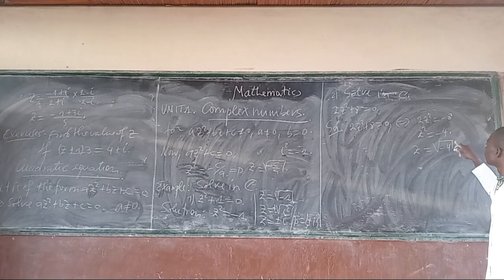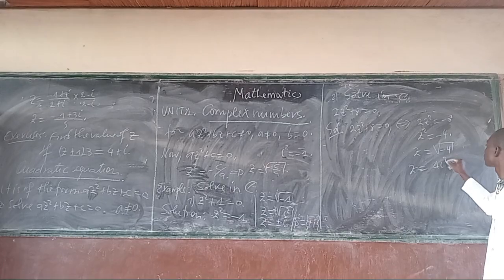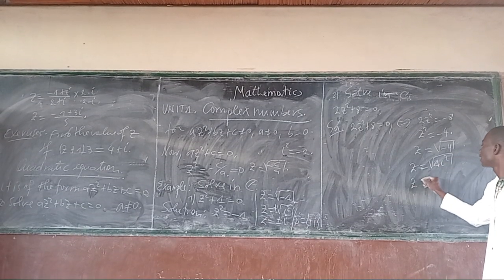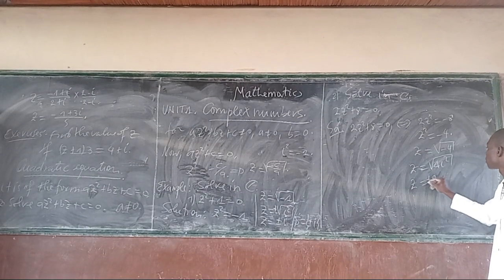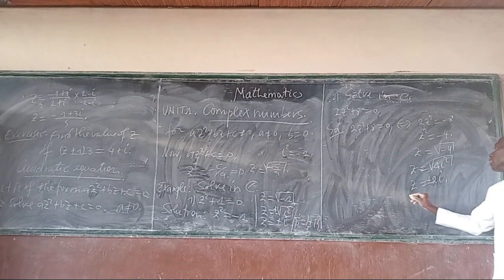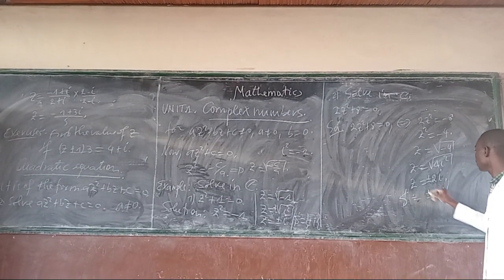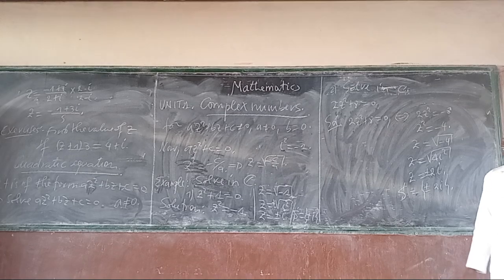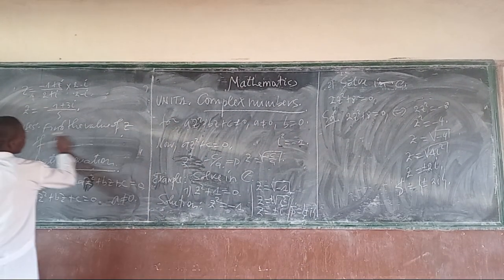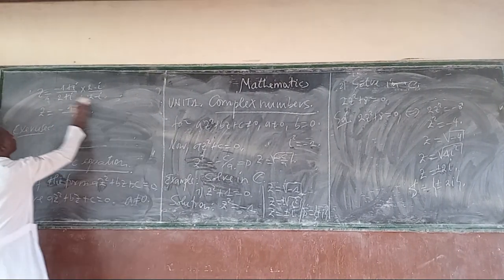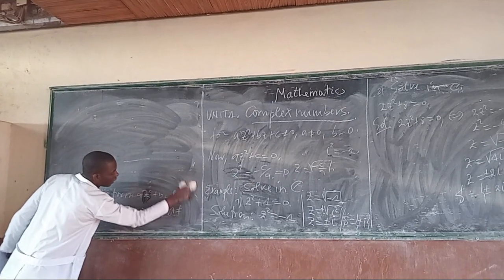Then we can remove the negative by saying that z is equal to the square root of 4 i squared. Finally, z is equal to plus or minus 2i. Then you write the solution as plus or minus 2i. That is for the case of this quadratic equation where the coefficient of z is equal to 0.